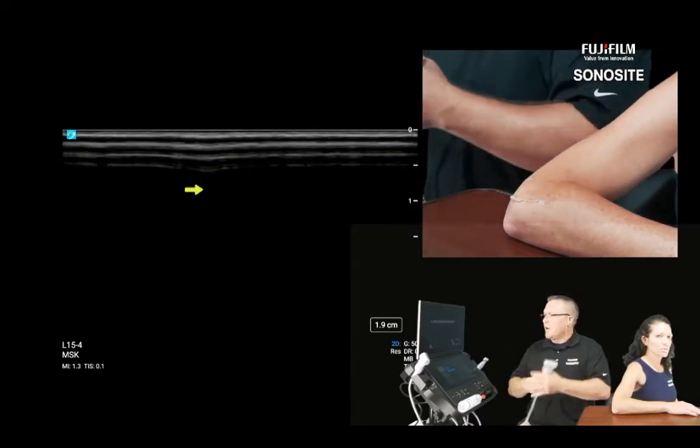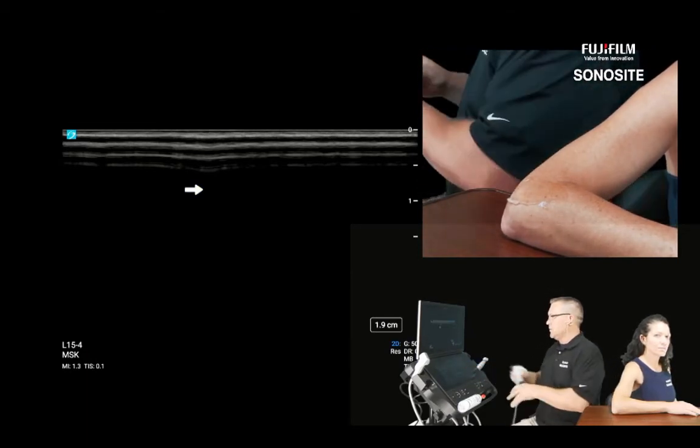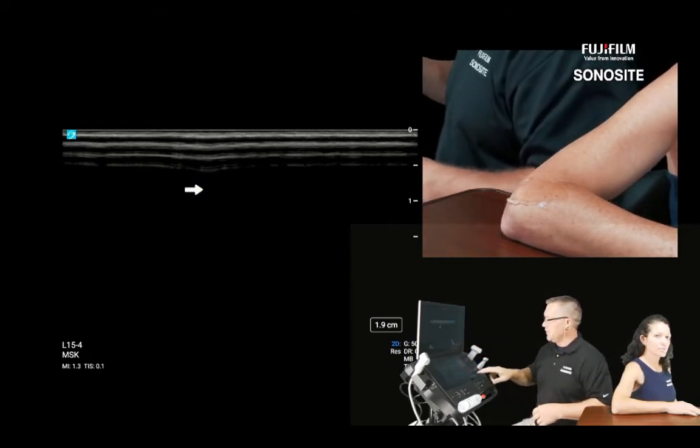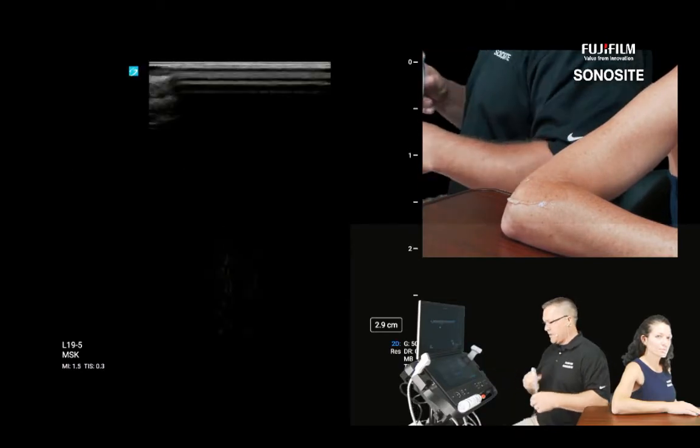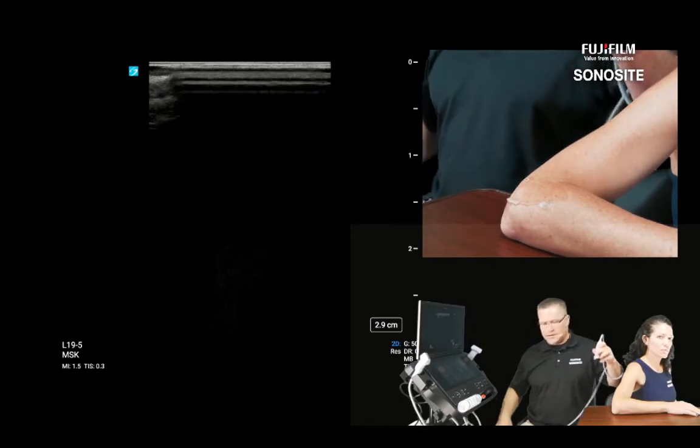I'm going to switch over to the L19. Sorry for anybody that loves their MRIs. We're kind of biased.